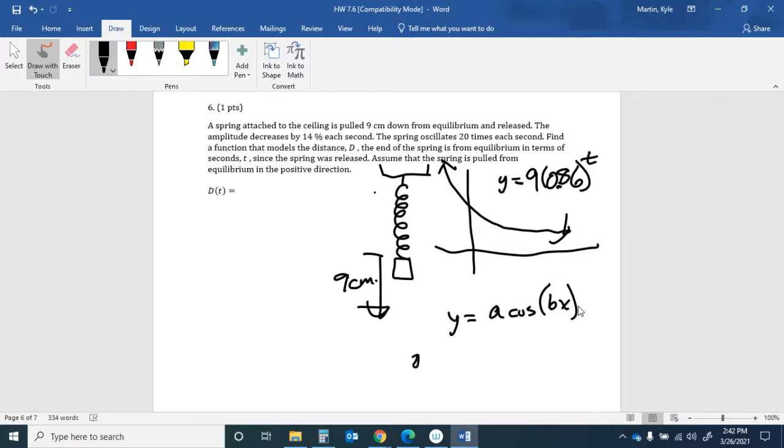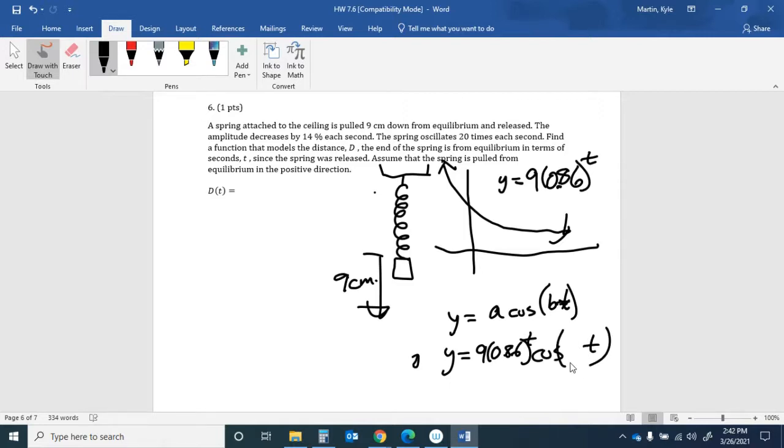And then that's it. All right, so our height at any time t, that's supposed to be a t, not an x. It's going to be this not constant amplitude, but ever-changing amplitude. So it's going to be y equals 9 times 0.86 to the t power, that's my amplitude, times the cosine of bt.